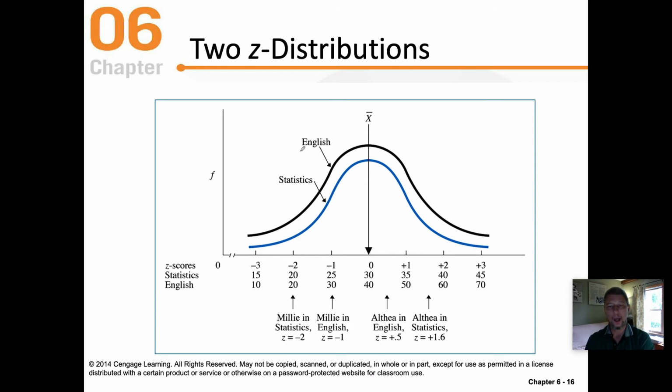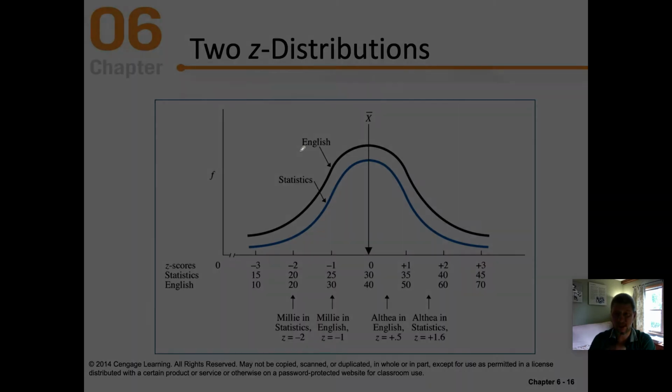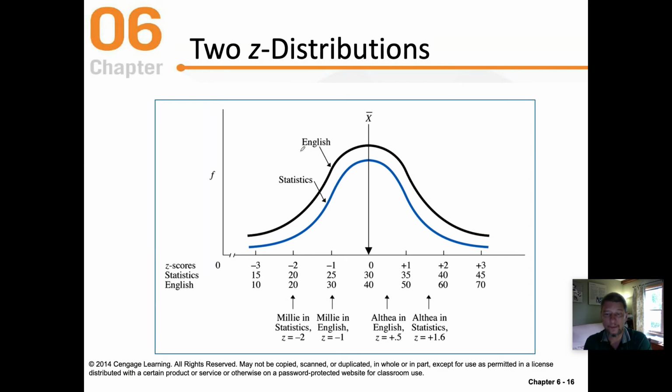Now, in English, on the other hand, the standard deviation is twice as great. It's 10. And so 1 standard deviation below the mean is 30, 2 standard deviations below the mean is 20, and 3 standard deviations below the mean is 10. 1 above is 50, 2 above is 60, and 3 above is 70.